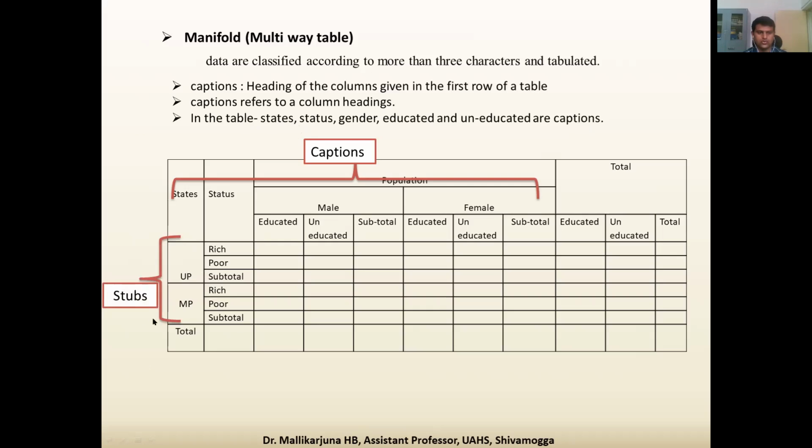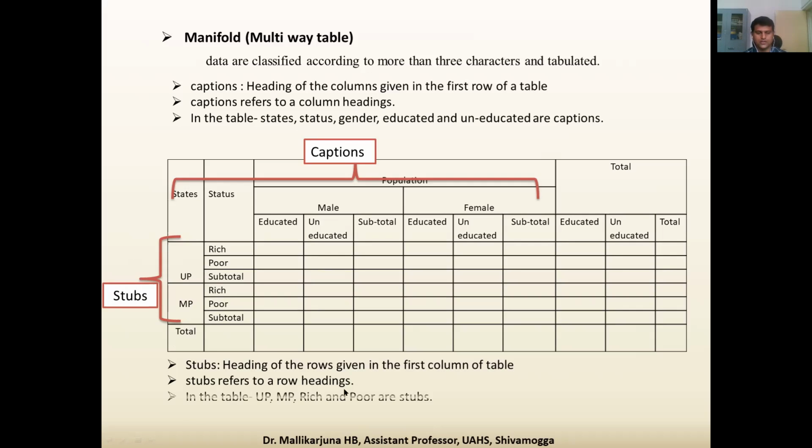These rows are known as stubs. Stubs means headings of the rows given in the first column of a table. This is the first column of a table here. These are headings of the rows. This is known as stubs. Stubs refers to row headings. In the table, UP, MP, rich, poor are the stubs.